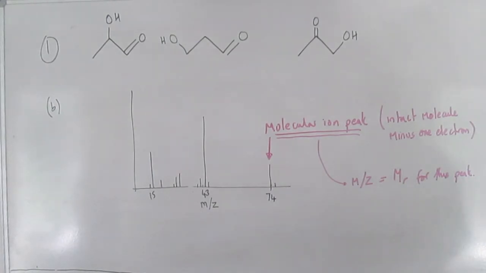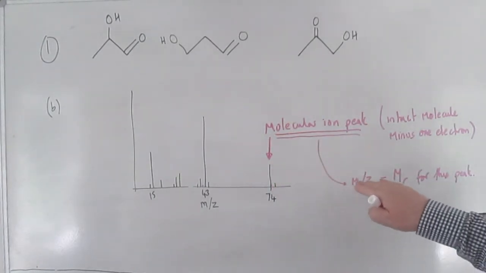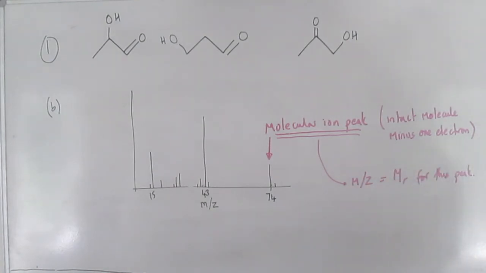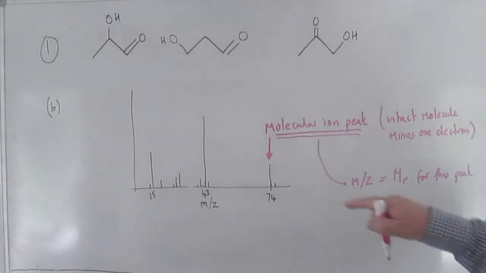Don't say things like, people said things like, this peak is the MR. I mean, this peak isn't the MR. This peak is the molecular ion peak, but the significance of it is that its M over Z value equals the MR. So make sure you really say things precisely and not just kind of vaguely. So that's a really useful peak.